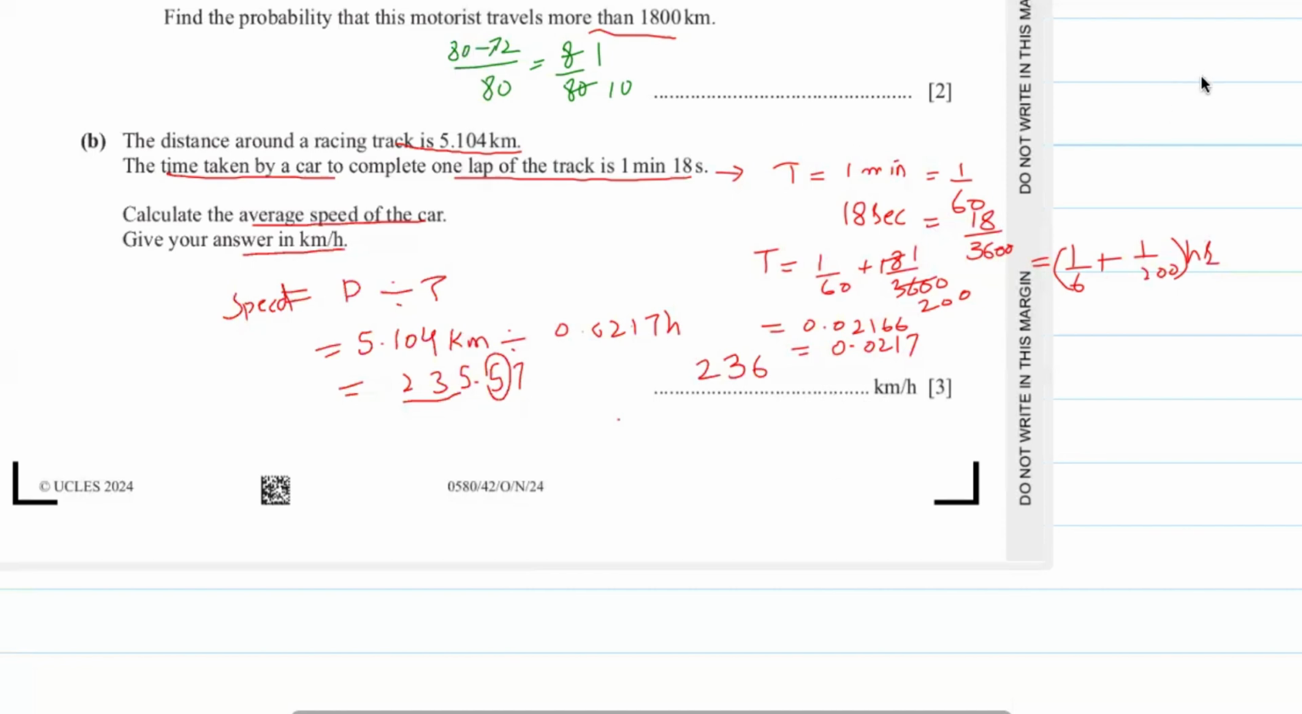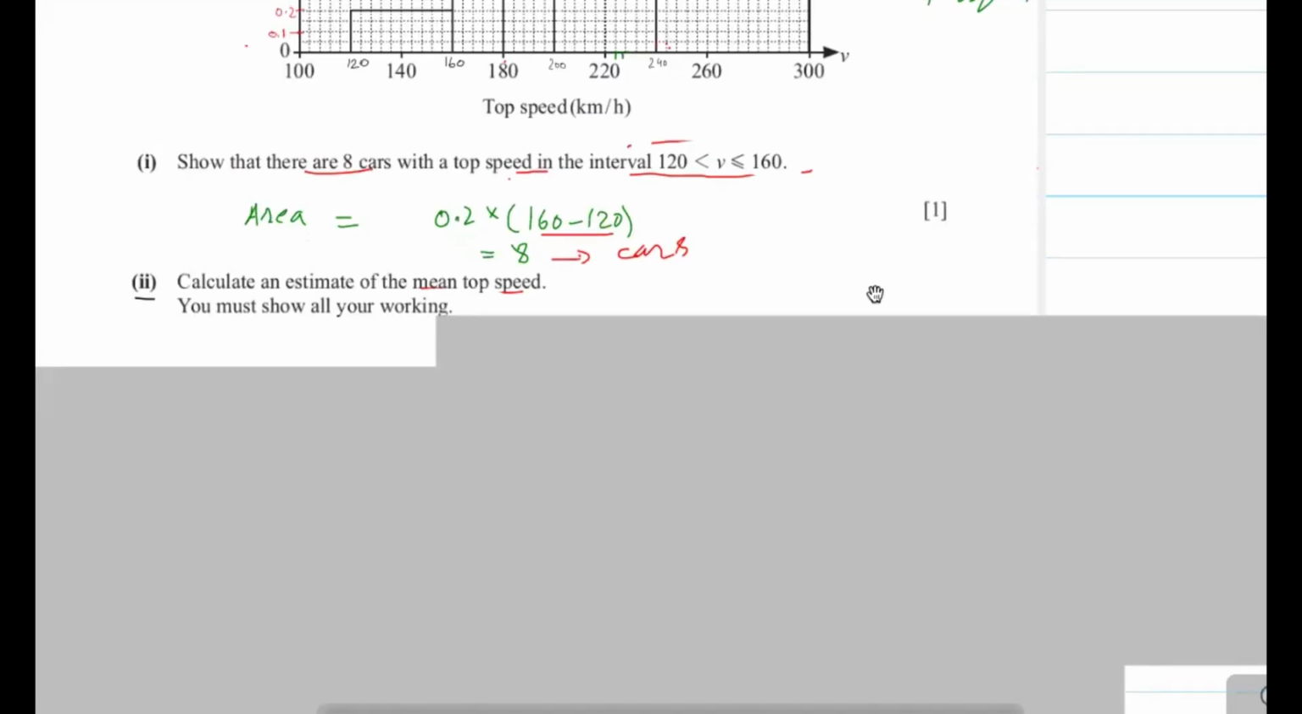Now we move to the next part of the question. Part second: calculate an estimate of the mean top speed. The mean of the data is equal to the sum of values divided by the total number of values.